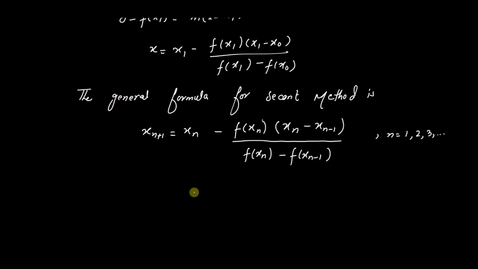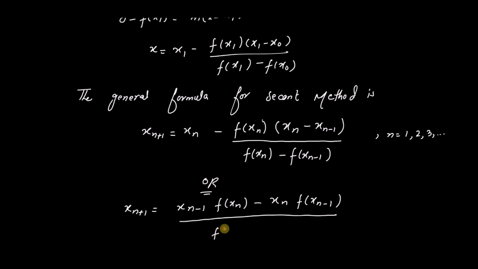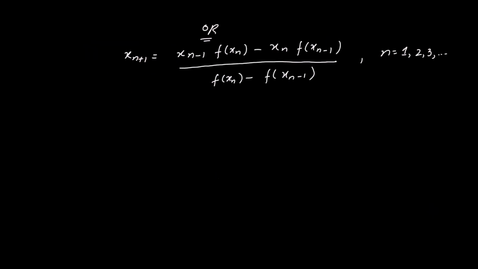Or we simply write this formula as x(n+1) equals x(n-1) f(x(n)) minus x(n) f(x(n-1)), divided by f(x(n)) minus f(x(n-1)), with n starting from 1, 2, 3, and so on. So this is the iterative formula for the secant method. Let's move to the basic topic of today's video, the working rule of the secant method.